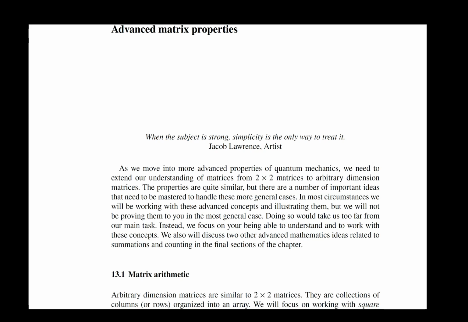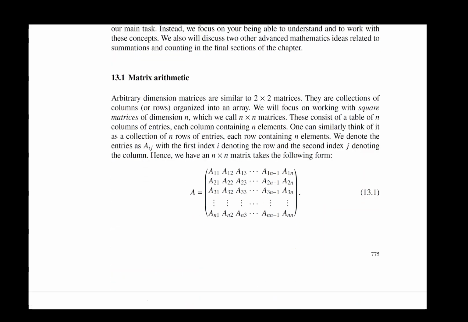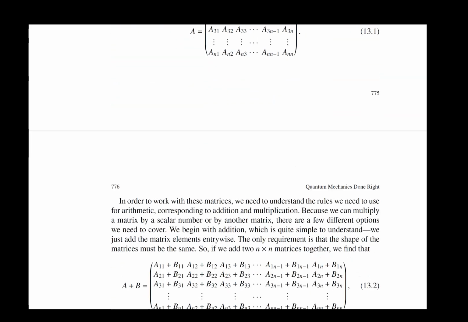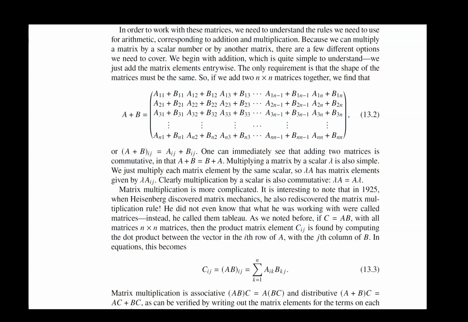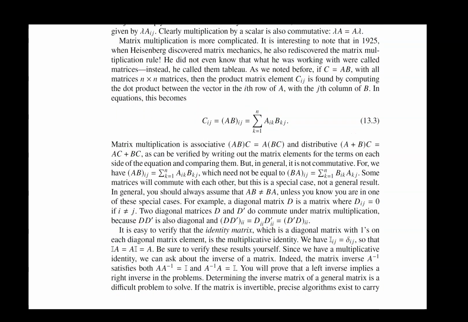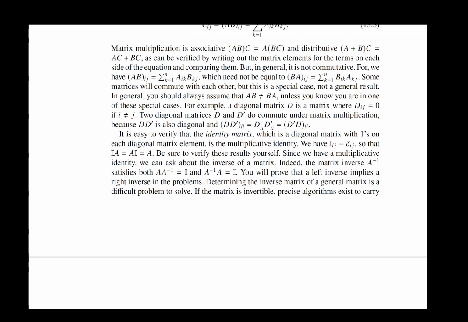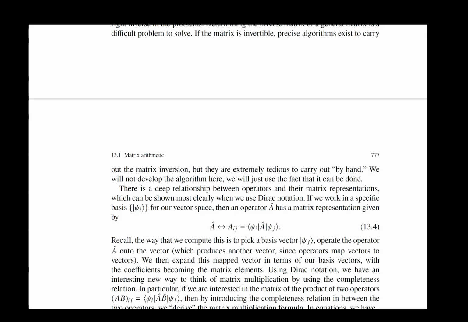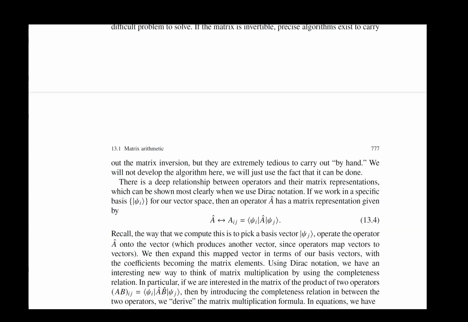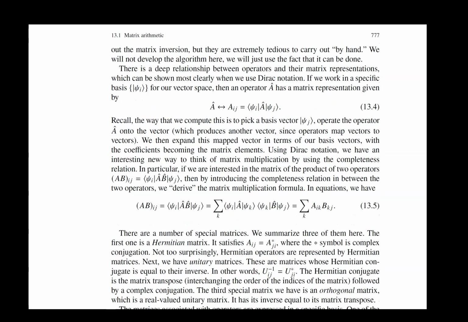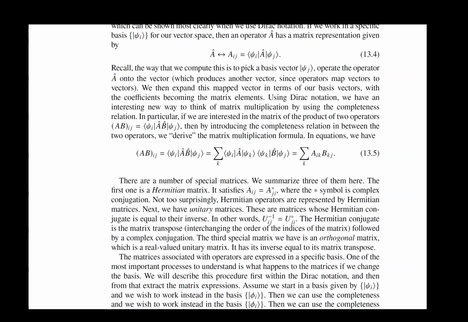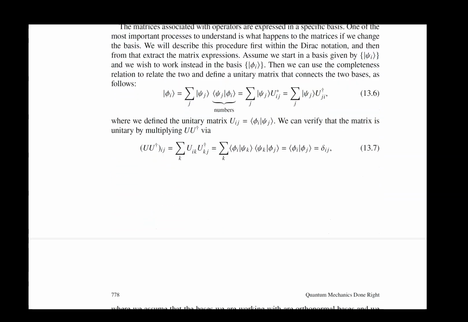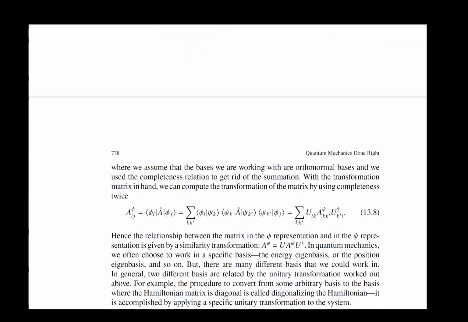So we start by talking about what happens as we go from 2x2 matrices to n by n matrices. The arithmetic is essentially the same. If we add matrices together, we do it element-wise. If we multiply them together, we use the matrix product rule. We talk about the fact that these n by n matrices will have inverses if their determinant is non-zero. And we'll also talk about how you can relate matrices to Dirac notation and discuss again what Hermitian matrices are and unitary matrices and so forth.